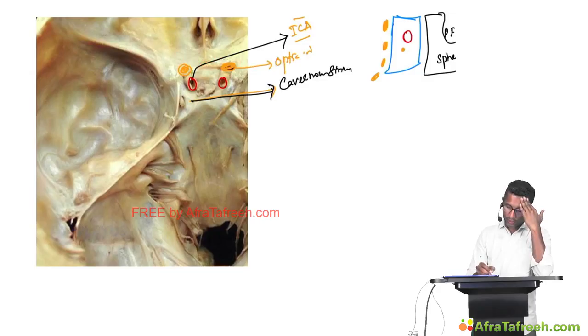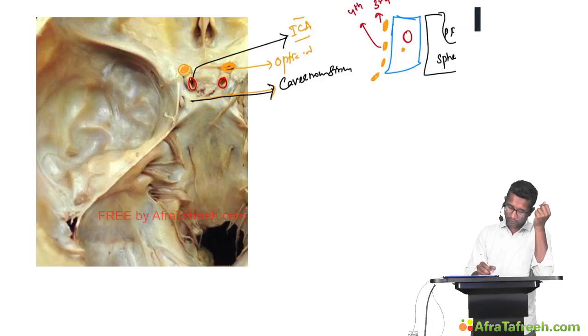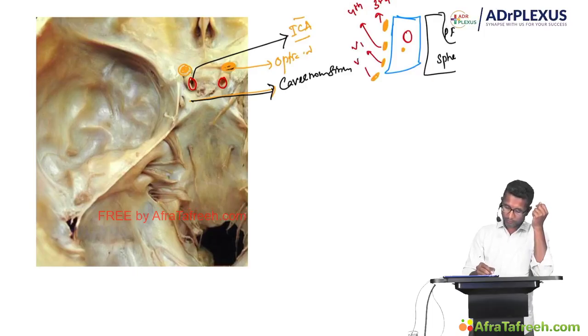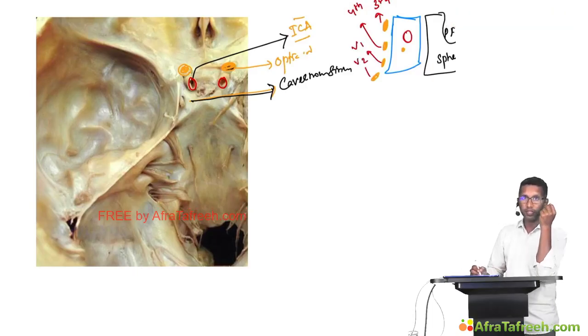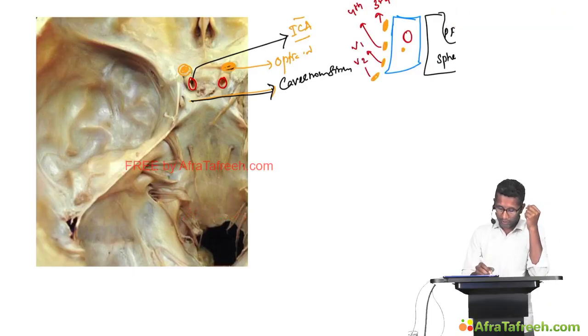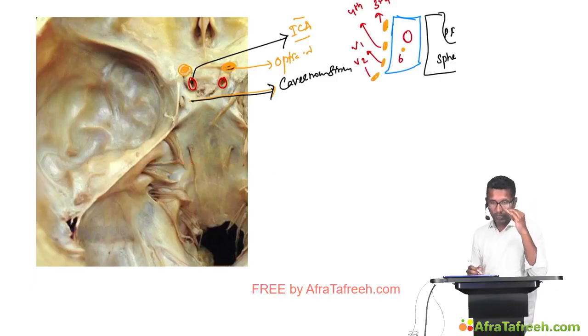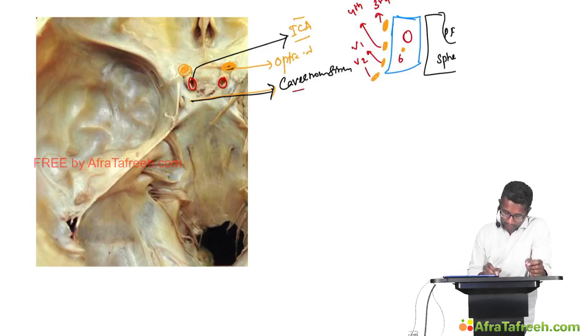So what you see here on the lateral wall of cavernous sinus, the first nerve is the third cranial nerve, the next nerve is the fourth cranial nerve. This is the ophthalmic division of the trigeminal nerve, and this is the maxillary division of the trigeminal nerve. And running within the cavernous sinus is the sixth cranial nerve. This picture again we'll discuss tomorrow when we talk about the cavernous sinus. As of now, just have an idea of this area we have marked as cavernous sinus.